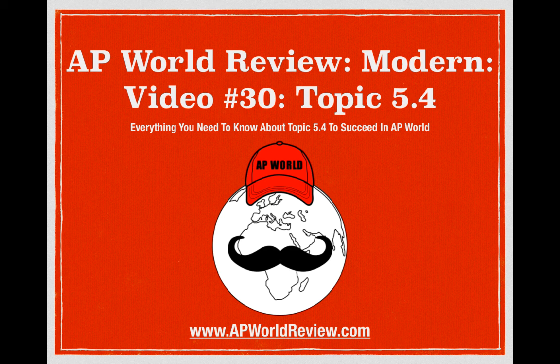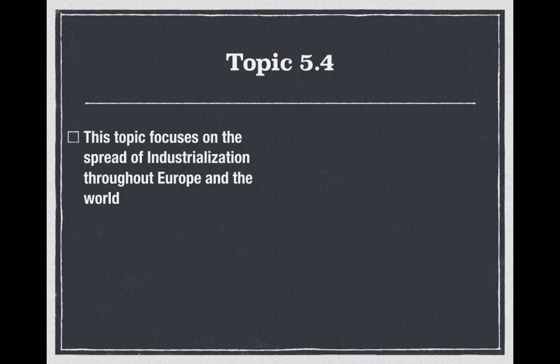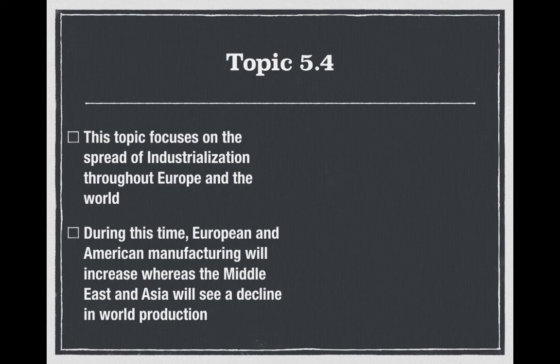This one is on topic 5.4, continuing with the Industrial Revolution. So let's get going. Topic 5.4 focuses on the spread of industrialization throughout Europe and the world. During this time, European and American manufacturing will increase, whereas we'll see the Middle East and Asia see a decline in world production of goods.